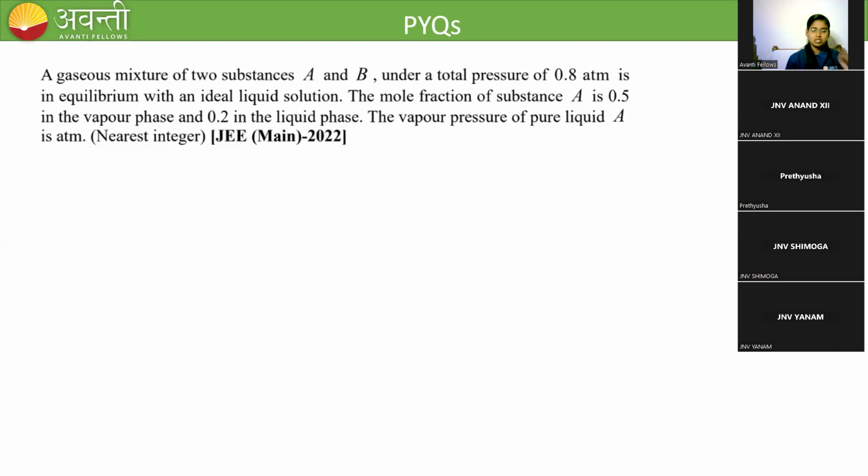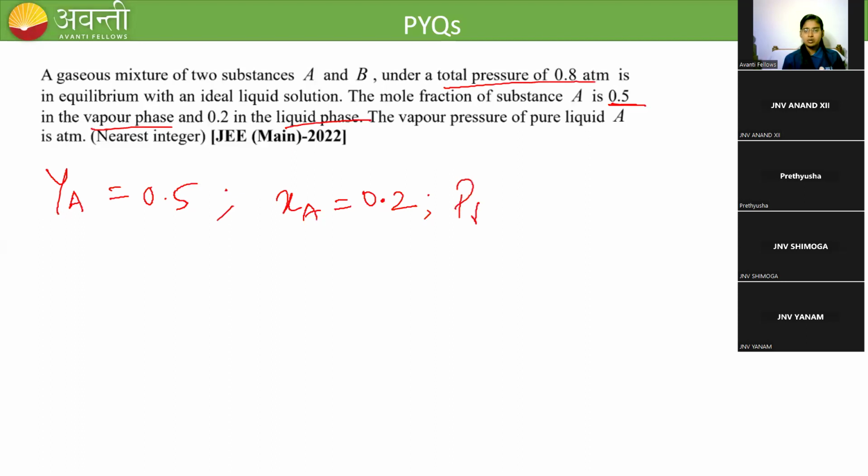So how to approach this? So we have YA, the mole fraction of A in vapor phase, which we denote as Y. So that's what we have studied in the theory part of this lesson. It is 0.5. And in liquid phase, the mole fraction is written as X. So XA is equal to 0.2. Now what else is given? The total pressure is given. So P total is equal to 0.8 atmospheric pressure.